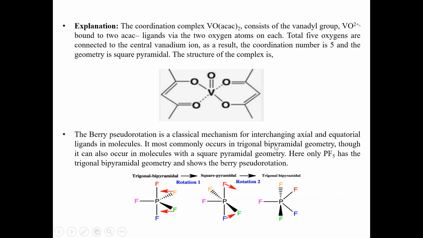Okay, so this is the typical structure of this complex. It consists of the vanadyl group VO2+, and four oxygens are attached to this metal center, which are coming from the ligand acetylacetone, right? So the total five oxygens are connected to the central vanadium ion. As a result, the coordination number is 5 and the geometry is square pyramidal.